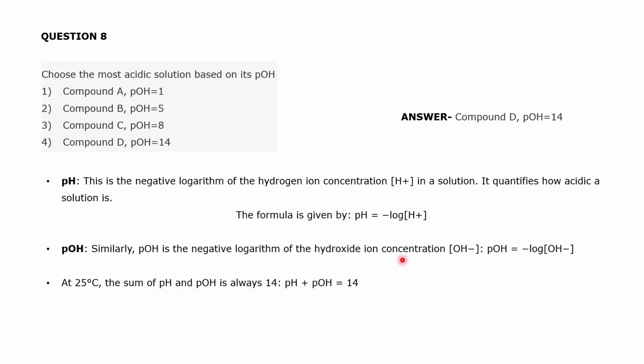So from 7 to 14, instead of being considered basic as in the case of pH, pOH is considered the acidic range. You can see that the equation is similar to that of pH, just with H replaced by OH minus. So pOH is the negative logarithm of the concentration of hydroxide ions. At 25 degrees Celsius, if you calculate both of them, the sum turns out to be 14.